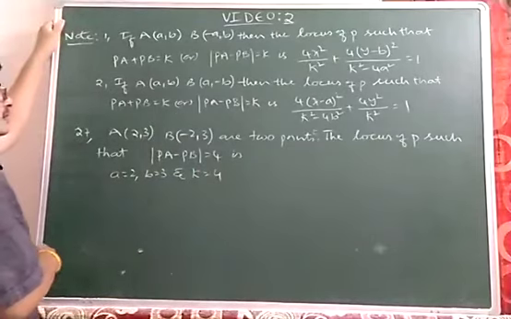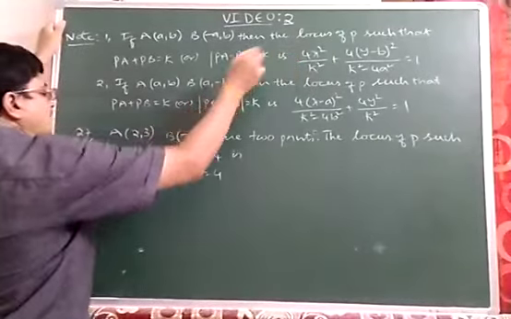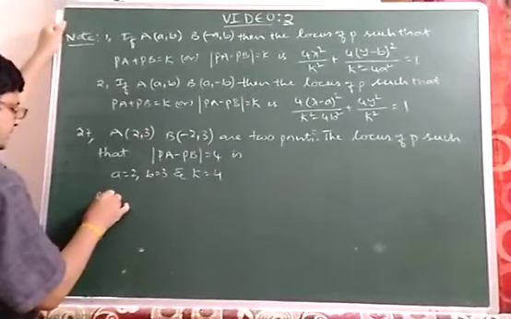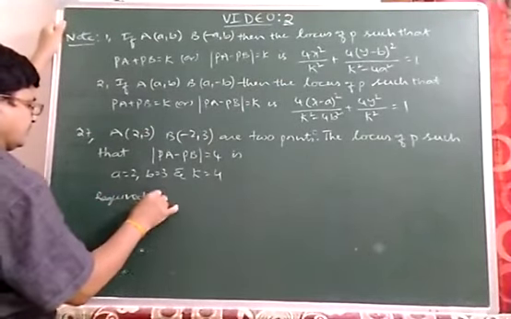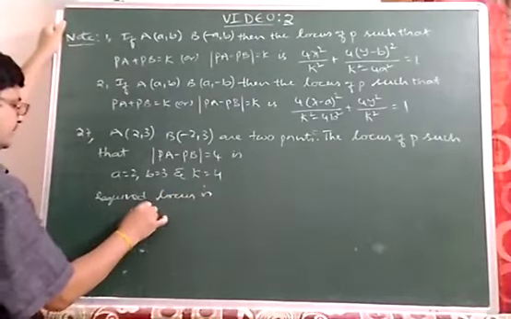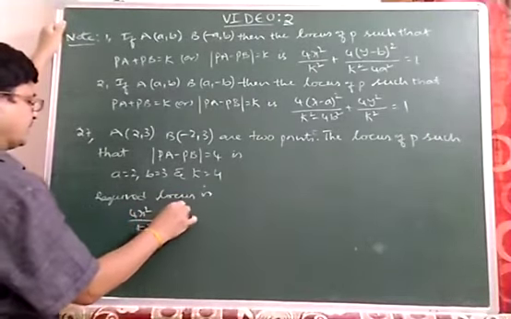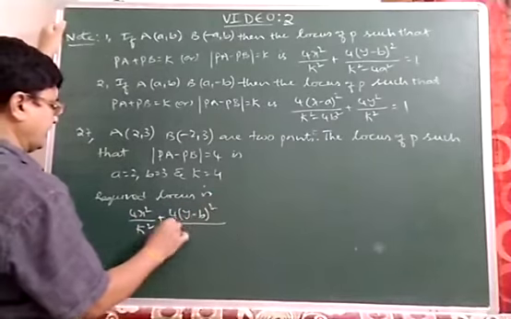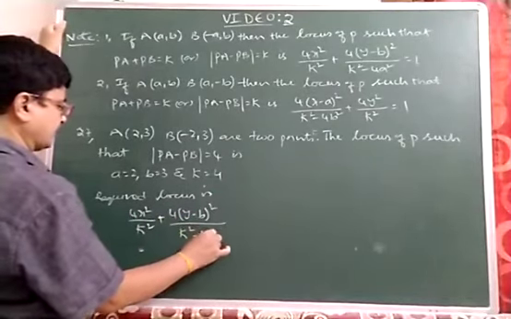So substituting in the first locus, the required locus is 4x² by k² + 4(y − b)² by (k² − 4a²) = 1.